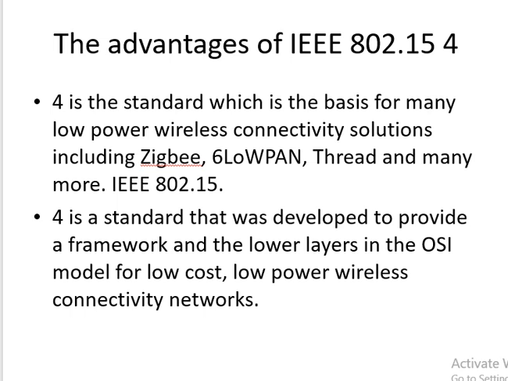The advantages of IEEE 802.15.4. 802.15.4 is the standard which is the basis for many low power wireless connectivity solutions including Zigbee, 6LoWPAN, Thread, and many more. It is a standard that was developed to provide a framework and lower layers in the OSI model for low cost, low power wireless connectivity networks.